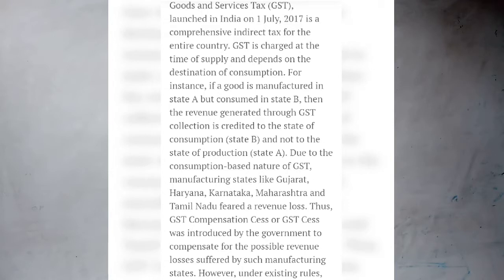Due to the consumption-based nature of GST, manufacturing states like Gujarat, Haryana, Karnataka, Maharashtra and Tamil Nadu feared a revenue loss. Thus, GST compensation cess, or GST cess, was introduced by the government to compensate for the possible revenue losses suffered by the manufacturing states.